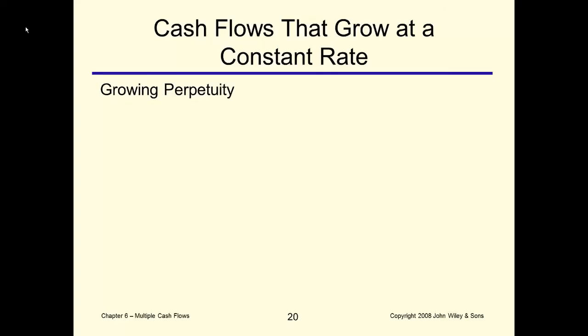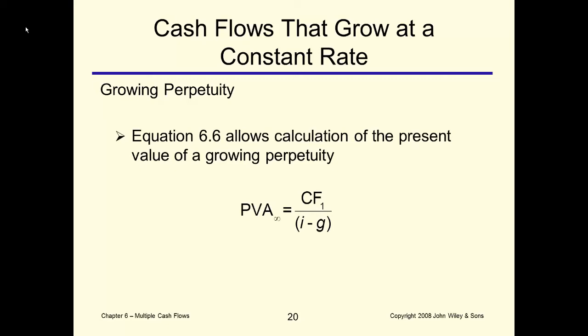And last we have a growing perpetuity. So you have this stream of cash flows that last forever. You have a starting cash flow, and then the cash flows grow every period at that fixed rate. And this is the equation that allows us to calculate the present value of a growing perpetuity.